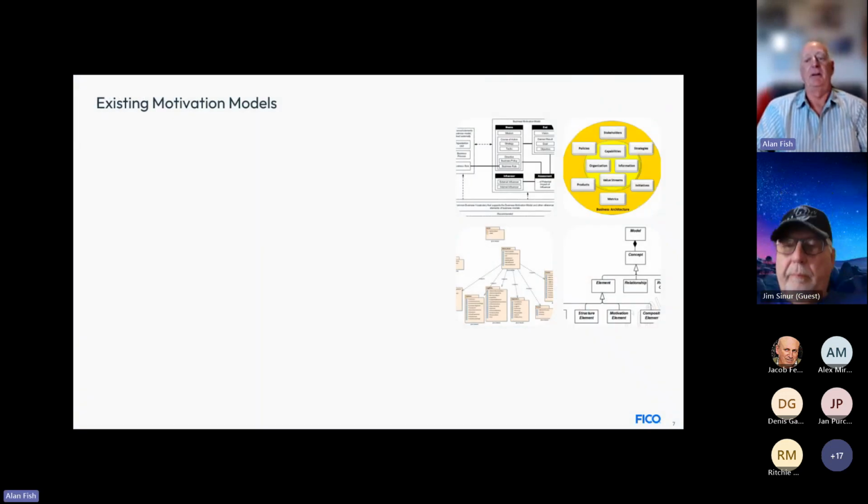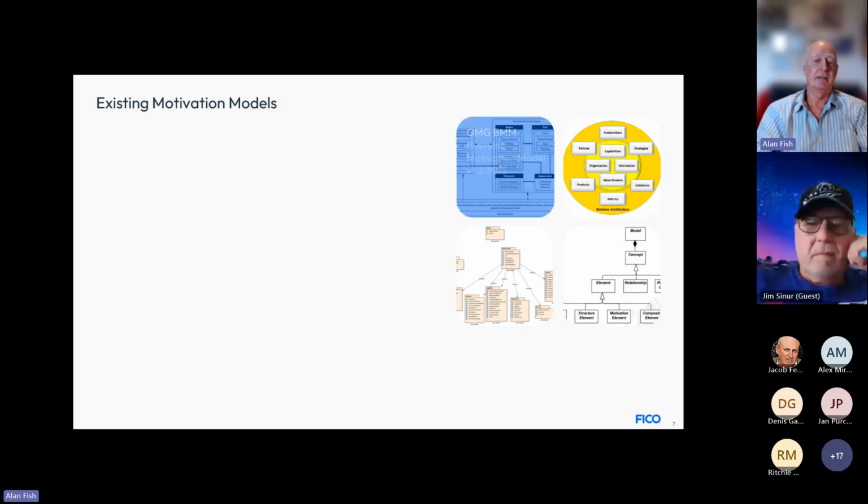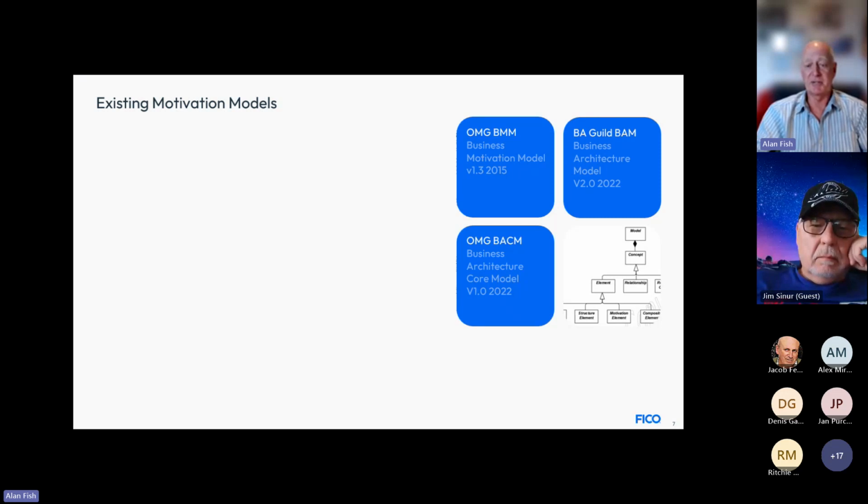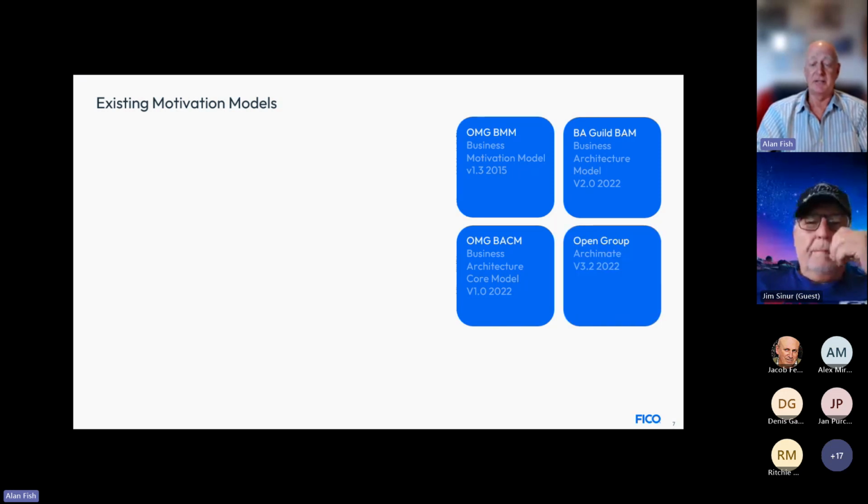Now, there are already some existing standards for modeling business motivation. There's the business motivation model from the OMG. There's the business architecture model from the Business Architecture Guild. And there's a sort of a subset of that, which was adopted by OMG as a business architecture core model. And there's Archimate from the Open Group, and there are probably others.